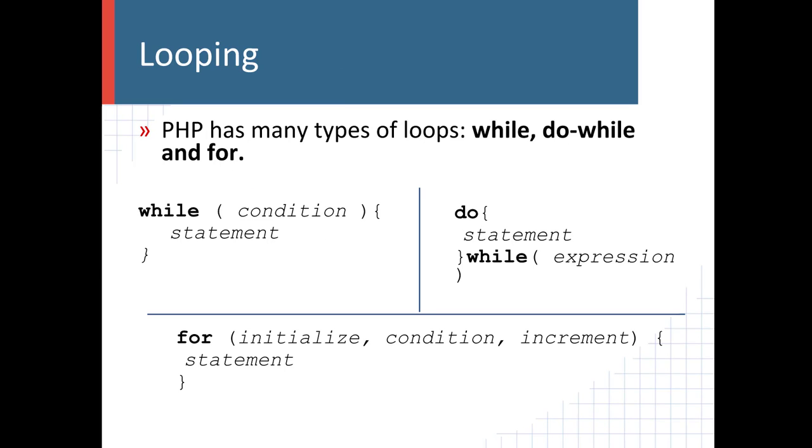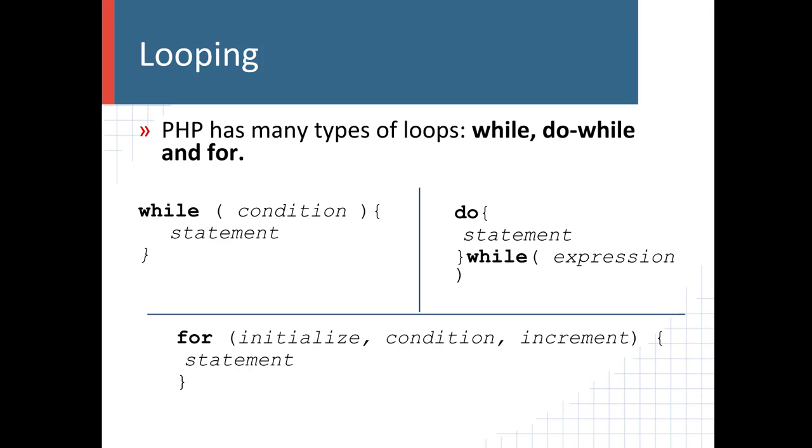PHP has many types of loops: the while, the do while, and the for loop. These are the basic constructs for the three types of loops used in PHP. In the next few slides, we will show examples on how to use them. The while loop is the simplest of looping structures. The condition is checked to be true, and as long as it's true, the block of code inside the while loop is executed. Once false, the loop stops.